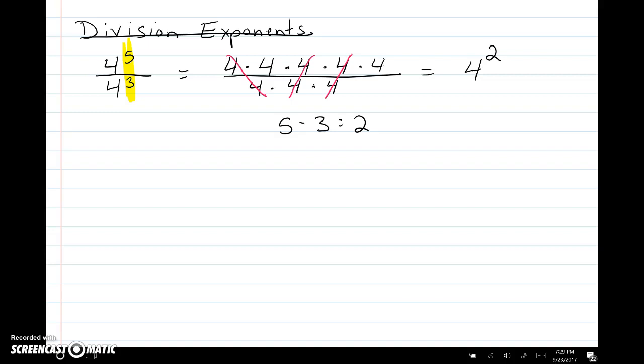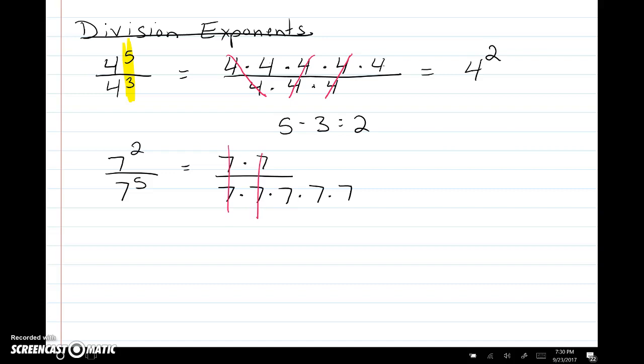Let's look at 7 squared, or 7 to the 2nd power, over 7 to the, let's do 5th power. And let's write this out. 7 times 7 over 7 times 7 times 7 times 7 times 7. Again, let's cancel them out.